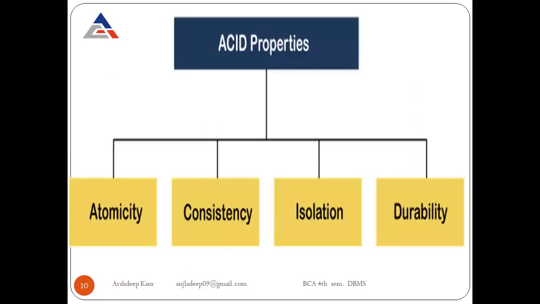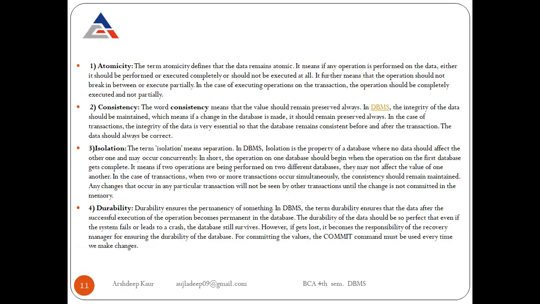Next, the term we have is known as ACID properties. A stands for atomicity, C stands for consistency, I stands for isolation, and D stands for durability. Now see atomicity. The term atomicity defines that the data remains atomic. It means if any operation is performed on the data, it should either complete fully, or if you are not sure to complete it fully, don't start it.